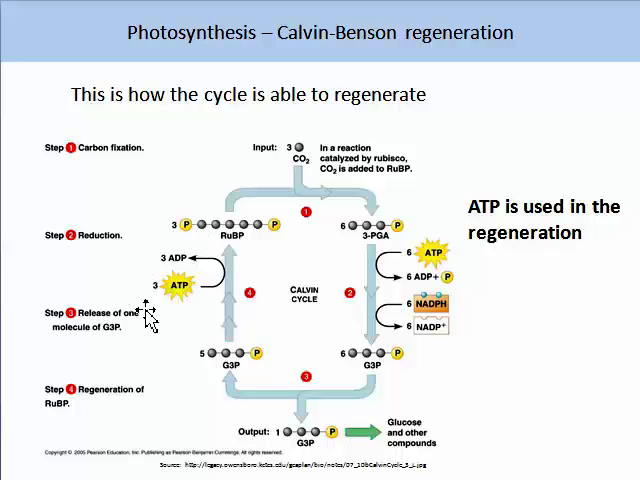ATP, to be exact 3 molecules of ATP, are used to produce 3 molecules of RuBP, and this takes us back to the start of carboxylation. So we have 3 stages: carbon fixation, reduction, exiting of the 3GP, and regeneration, and hence the cycle continues.